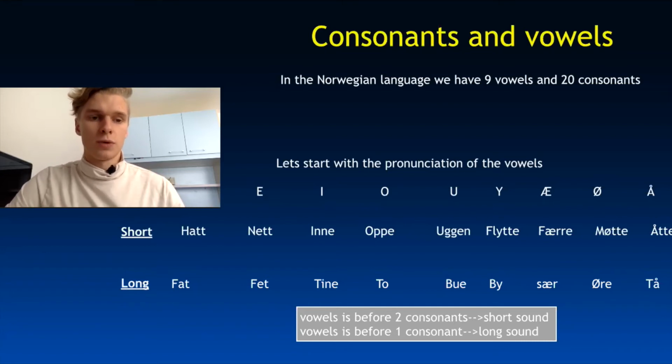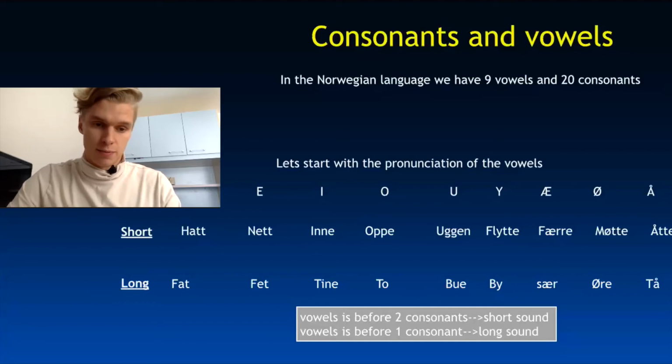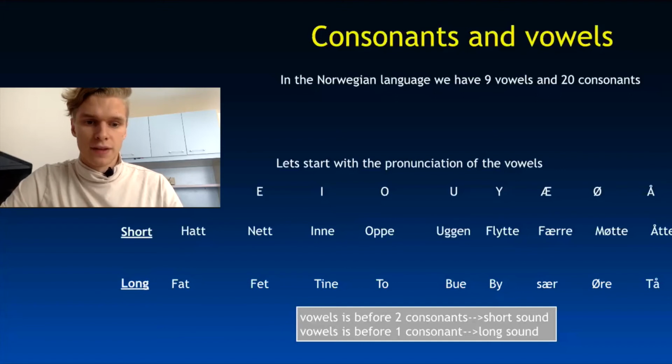So what about the long one here? How can we know if it's a long one? You see in the rule, if it's before one consonant. If it's not double, then it's just one. So like this one, fat. Do you hear the A is really long? Fat. The pressure is there since it's not a double consonant. Fet, same thing, pressure on there.